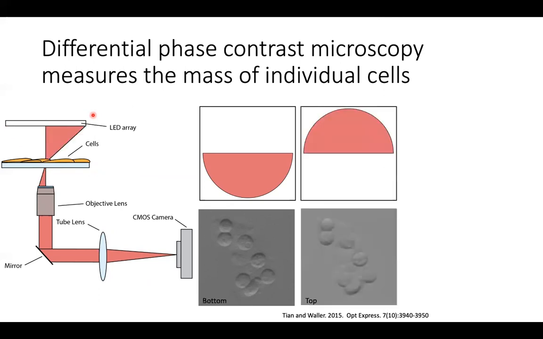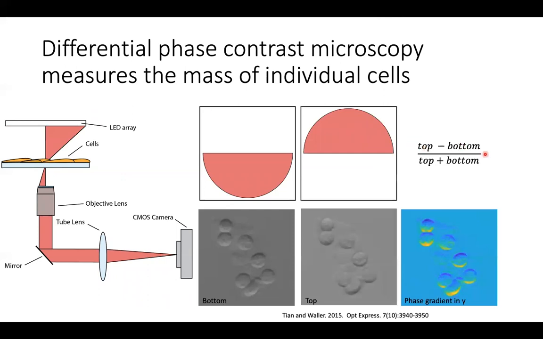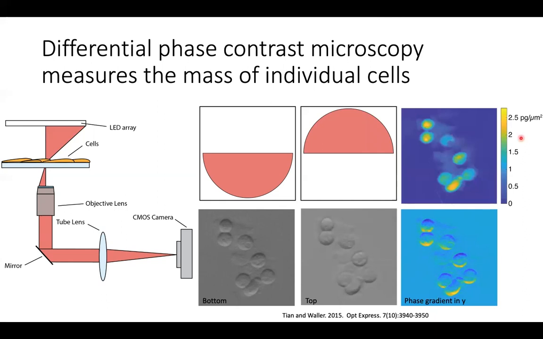In this example, we show how when you illuminate from the bottom of the LED array first and then the top, the phase gradient can be computed by subtracting the two images from each other and then dividing by the sum. This process can be repeated for the orthogonal axis by illuminating with the left and right sides of the LED array. This information can then be used to compute the phase gradient along this orthogonal axis. The phase gradients together can be used to compute the phase shift at every pixel. Since the mass is directly proportional to the phase shift, we can use this information to compute the mass distribution in these cells.